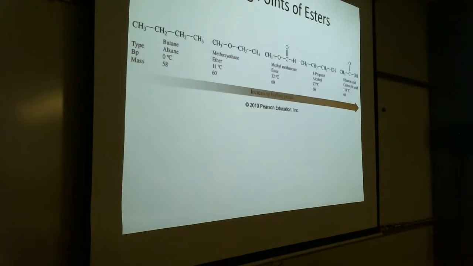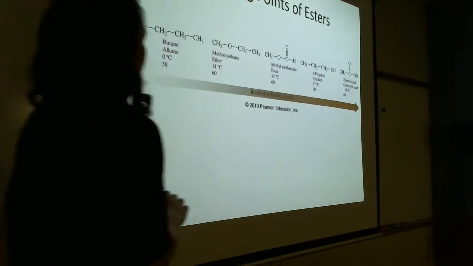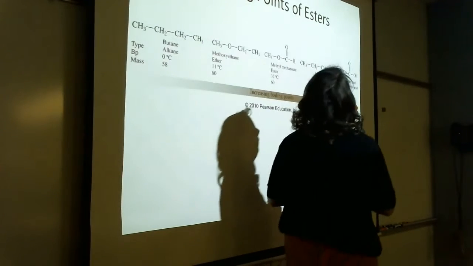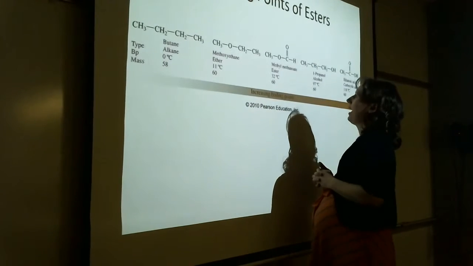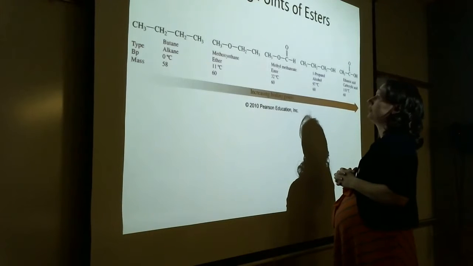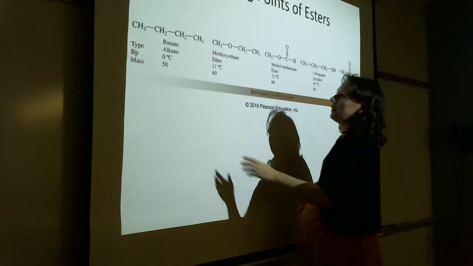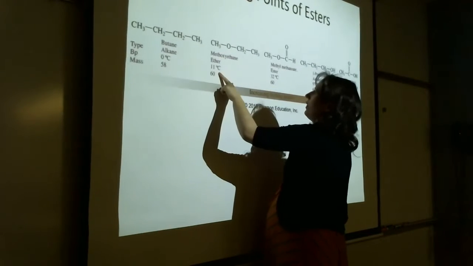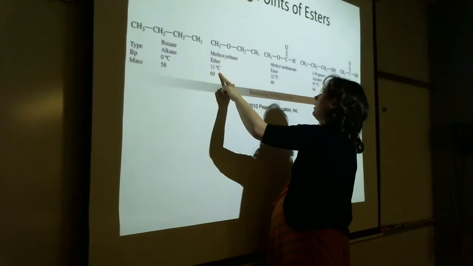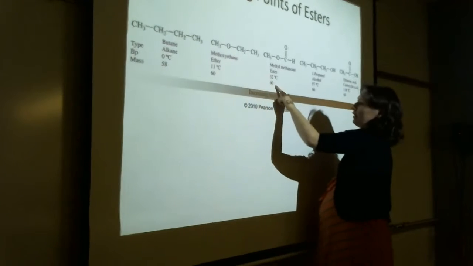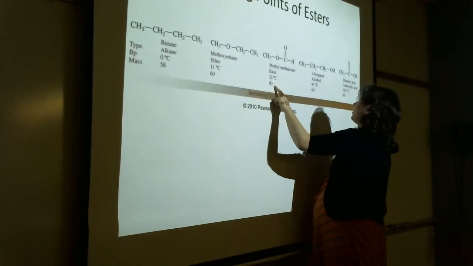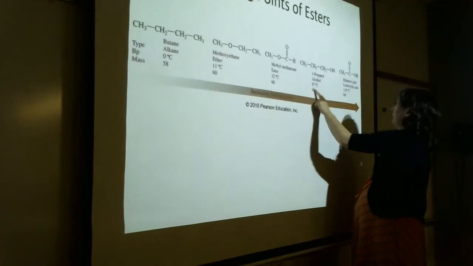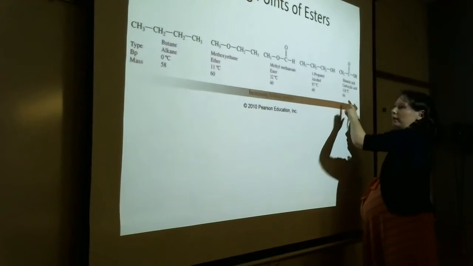So here is a figure from your textbook. I wish it would have put an aldehyde in there just as a comparison, but it didn't. Oh well. There's butane. I always pick on poor butane. There's the ether analog. There's the ester analog. There's the alcohol analog, and then there's the carboxyl analog.